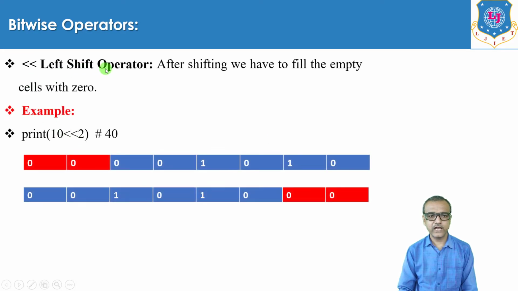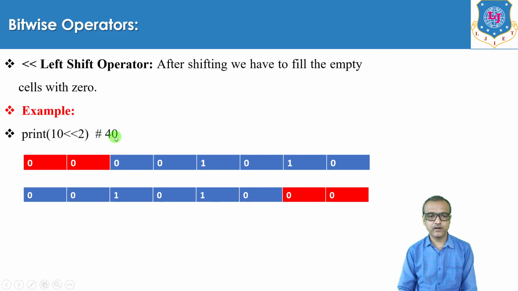Now we have the left shift operator. After shifting, we have to fill the empty cells with 0. I will make you understand this left shift operator with the help of an example. Print of 10 << 2. So what is the meaning of this 10 << 2? We have to shift the bits of the number 10 in the left direction by 2.